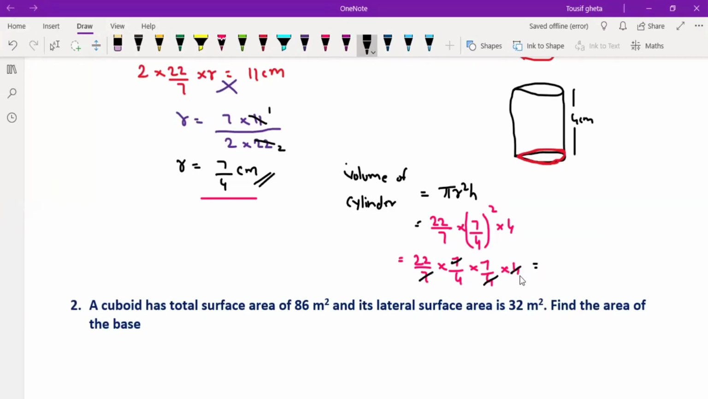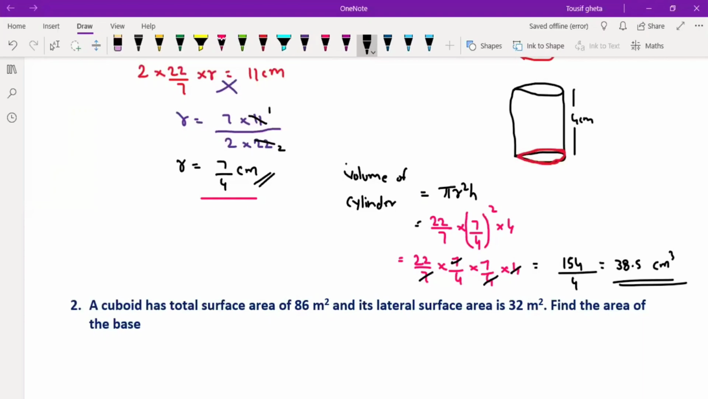The remaining is 22 sevens. 22 sevens, I hope it may give you 154 by 4. So just divide 154 by 4. You're going to get the value as 38.5. Let us once confirm it. 154 divided by 4, you're going to get the value as 38.5. Okay, and the unit of volume is going to be in cube, that is centimeter cube. Okay, that is the first solution.